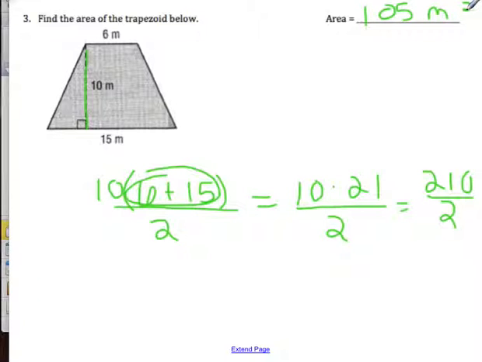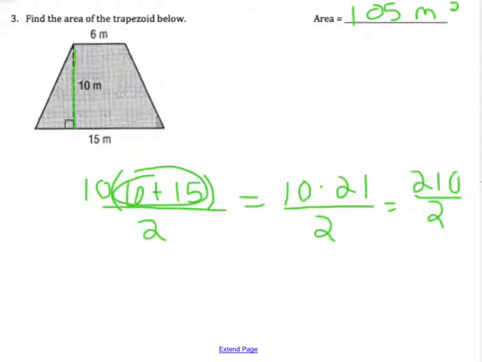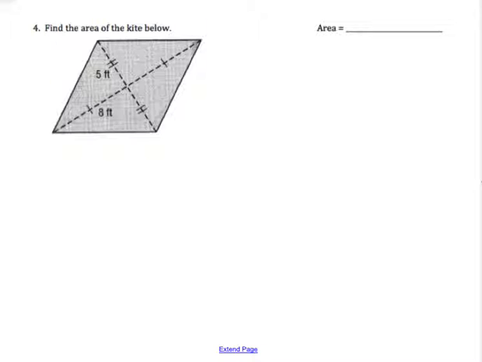My suggestion to you is to be writing this down along with me, so that way you make sure you're punching everything into your calculator correctly, okay? Next, let's take a look for the area of the kite.